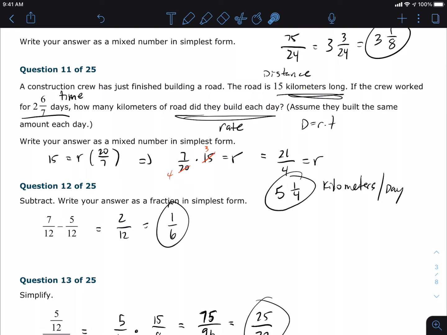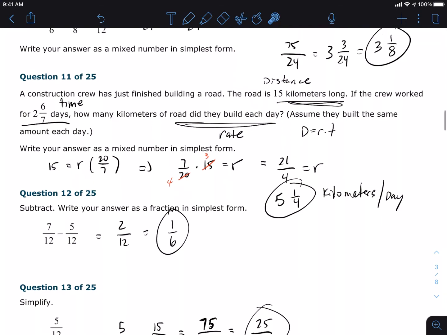Mm-hmm. Okay. And then it tells me that the crew worked for 2 6/7 days. Since it's days, we know days is time, right? Correct. So if I have distance and time, I already know that I'm going after the rate because there's only 3 options. Does that make sense? Yes.